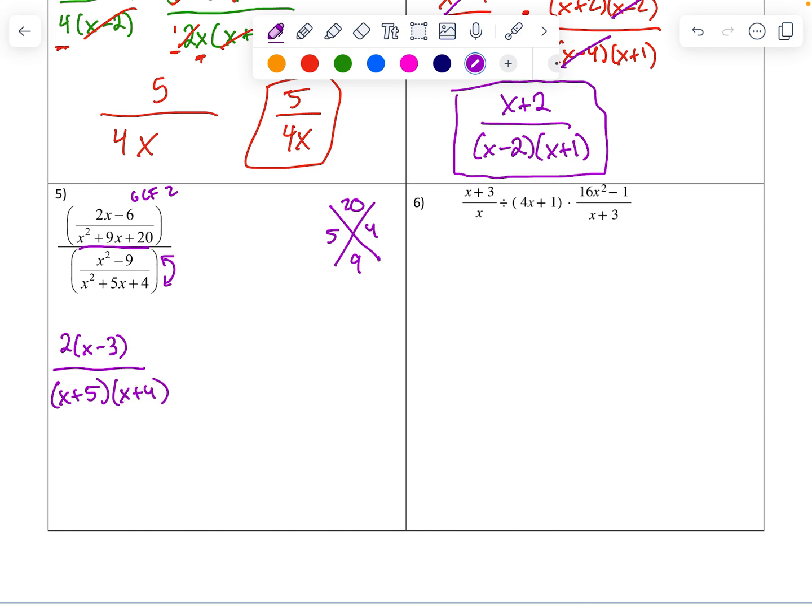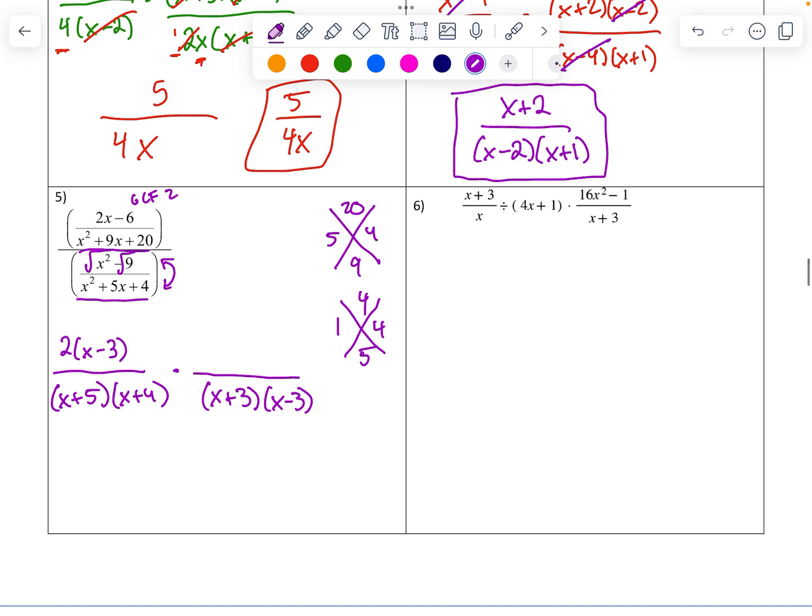On the bottom fraction, as I flip it over, this x squared minus 9, I could do difference of squares. So that's now on the bottom of the fraction. So I'd have x plus 3, x minus 3. And the bottom is a trinomial, so I would try this. So I have a 4 and a 5. So we've got 1 and 4 that work. So I've got x plus 1, x plus 4.